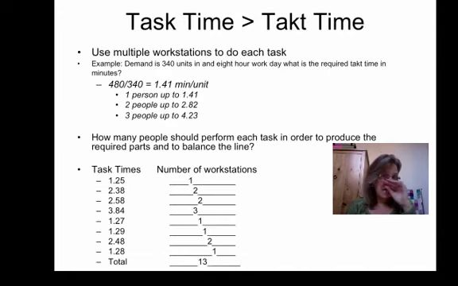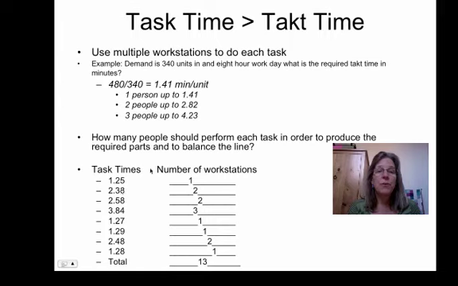So let's look at this example. The takt time is 1.41 minutes per unit. That means that if the task takes less than 1.41 minutes, you just have one person working on the task. If it takes more, then you might have to have multiple people working on the task. In this case, I've filled it in that for the first one, 1.25 is less than the 1.41, so I can just have one worker doing that.